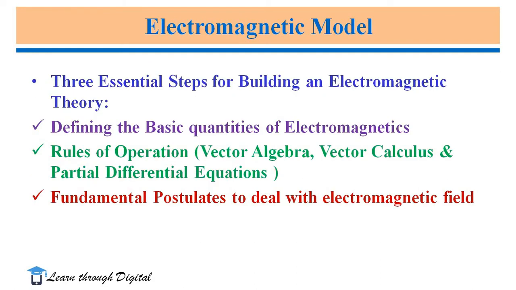Three essential steps are involved in building a theory on an idealized model. First, some basic quantities are defined. Second step, the rules of operations of these quantities are specified. The third, some fundamental relations are postulated. These postulates or laws are invariably based on numerous experimental observations acquired under certain conditions and synthesized by brilliant minds.